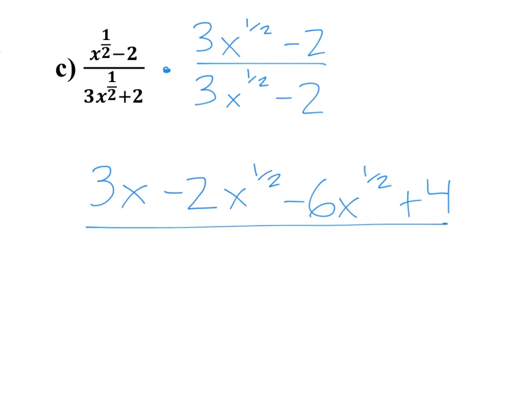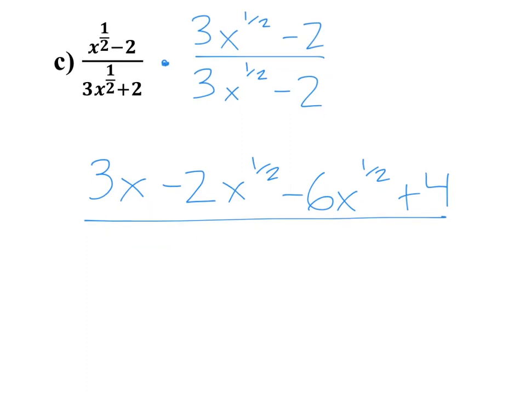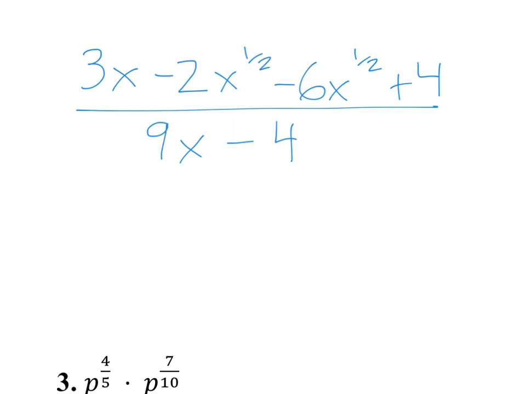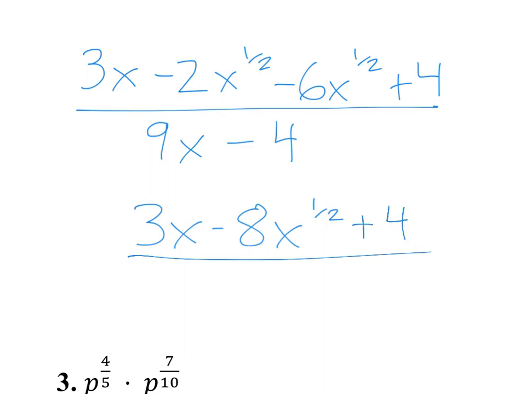All right, in the denominator, we don't have to FOIL when we're doing conjugates. The denominator will be 9x minus 4. And now we just have to combine like terms on top. So this will be 3x minus 8x to the 1/2 plus 4 over 9x minus 4.